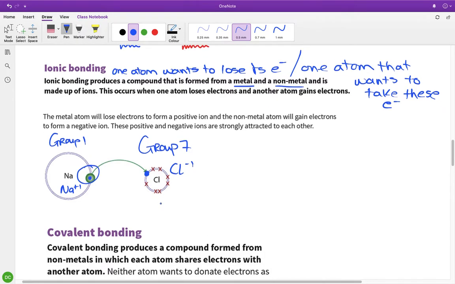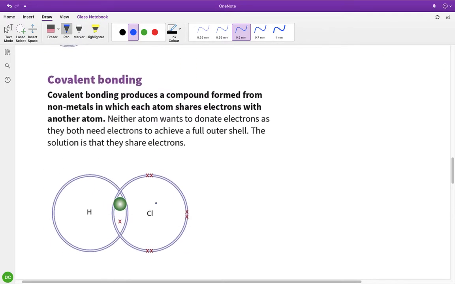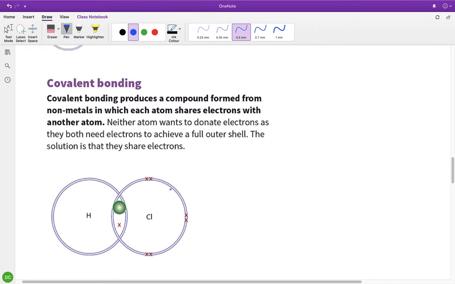Okay, now the other one, a covalent bond. So this produces a compound again. They all produce, that's the whole point of the bonding, to produce a compound. It's formed from non-metals, okay, in which each atom shares. That's the big thing about covalent bonding. It's sharing of electrons. So neither atom wants to donate, as they both need electrons to fill their full shell.